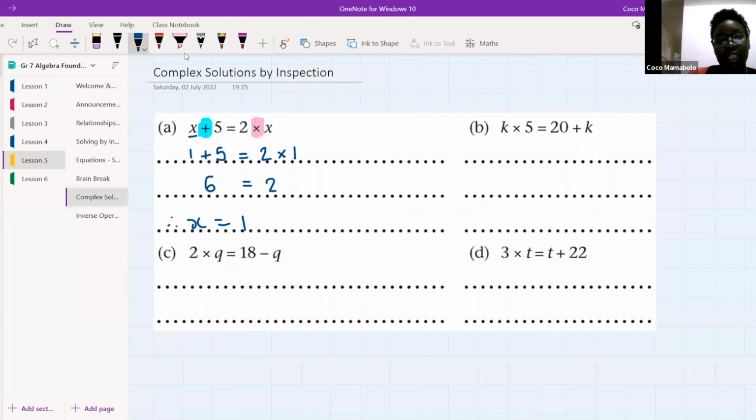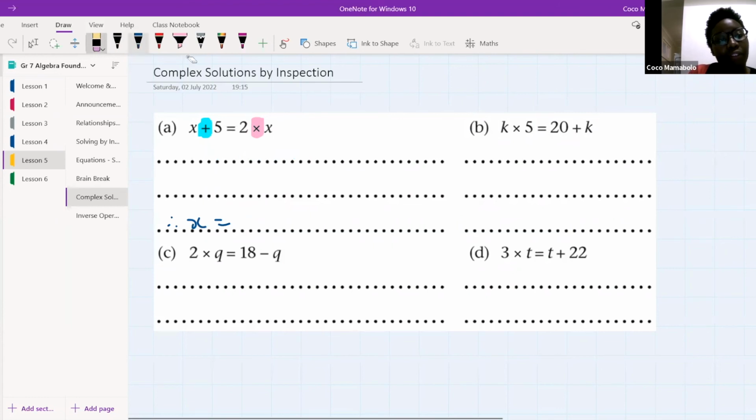In the chat, tell me yes or no. Is 6 equal to 2? I hope everybody says no. Good, I'm seeing a lot of no's. 6 is not equal to 2. Therefore, x cannot be equal to 1. Now I need you to try this for a few numbers and see which one works.